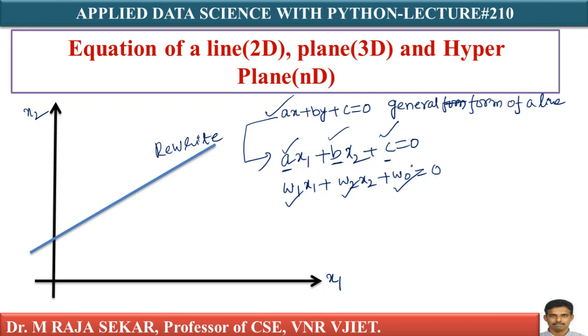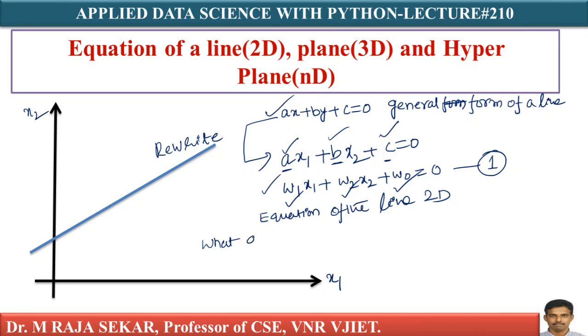Now this w1 x1, what is this equation? w1 x1 plus w2 x2 plus w0 equal 0. Let me say this is equation 1. This is the equation of the line, isn't it? It is the equation of a line in 2D. What are the axes? x1 axis, x2 axis. What about 3D? This is about 2D.